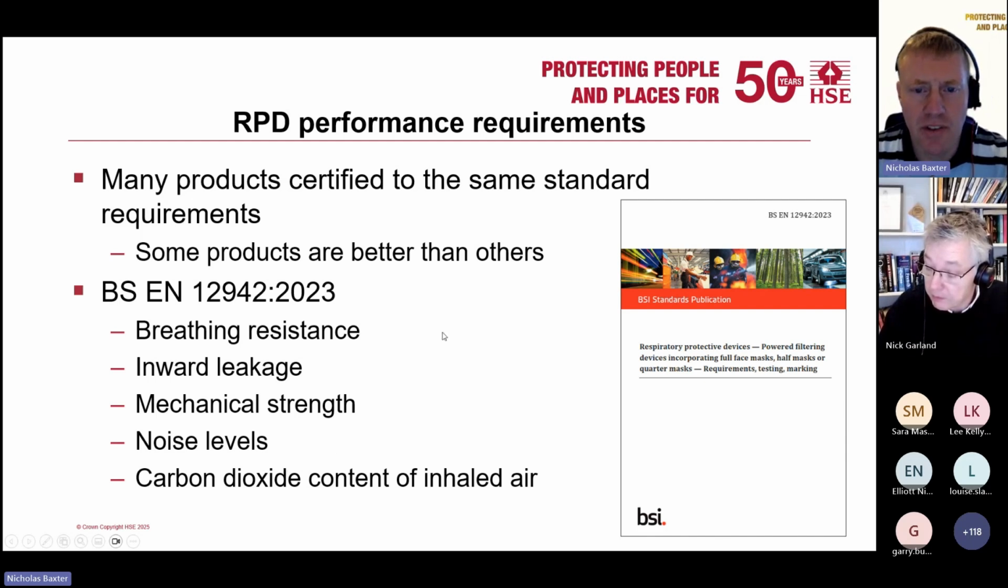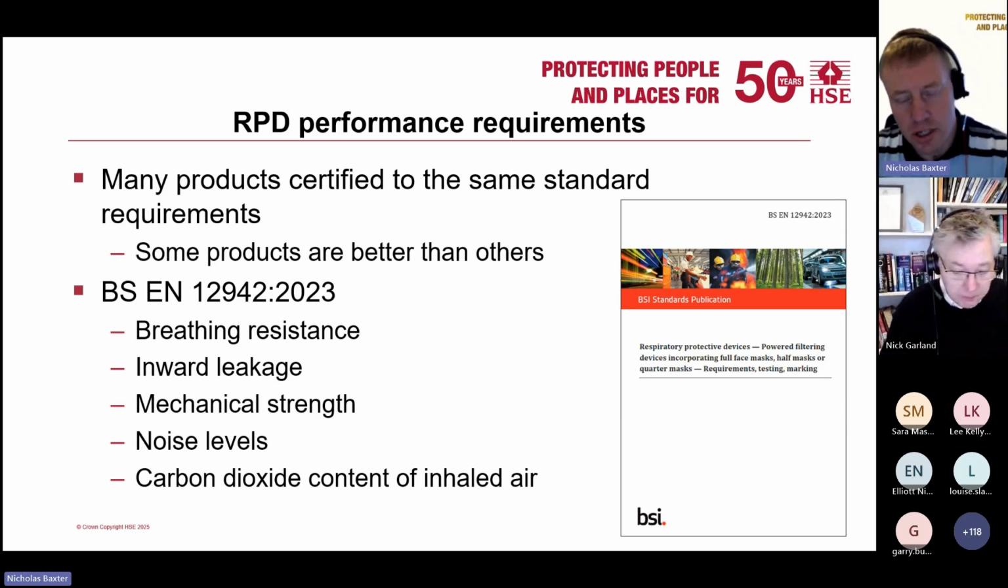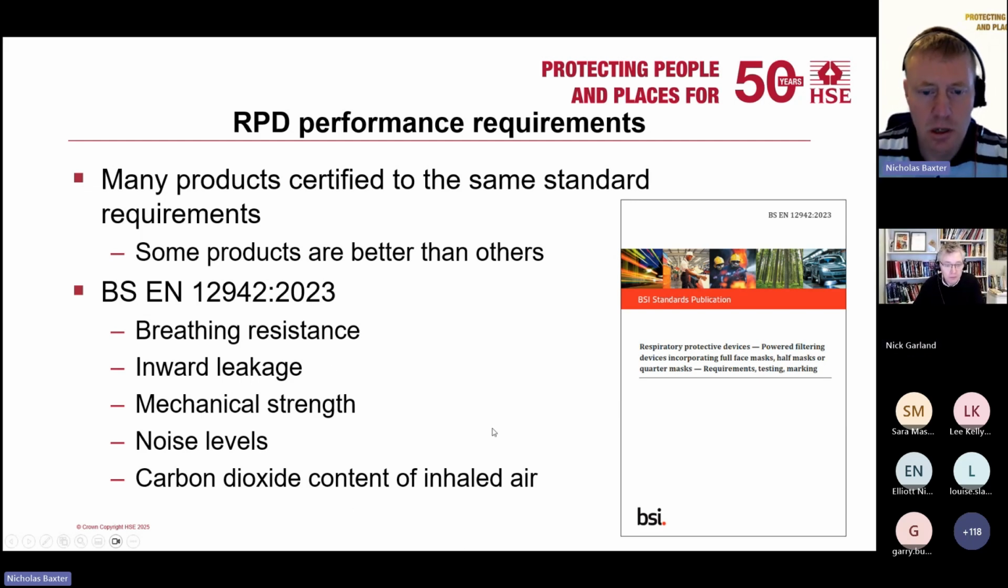But like I say, you can get a variation. There are lots of products within that same standard, but some can be much better than others. Some could just marginally pass all the pass-fail criteria for all the requirements, whereas others could be much better. So within the same standard and the same type of device, you can get a variation there as well.